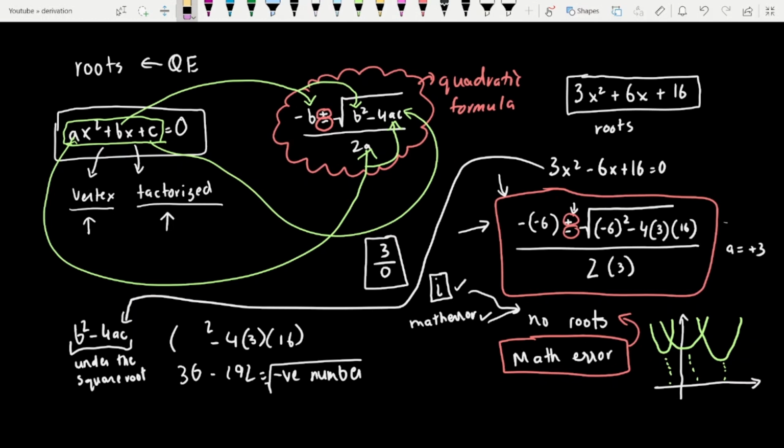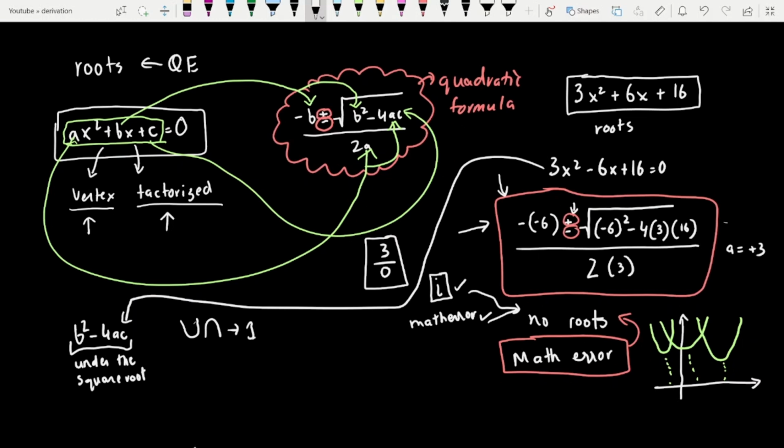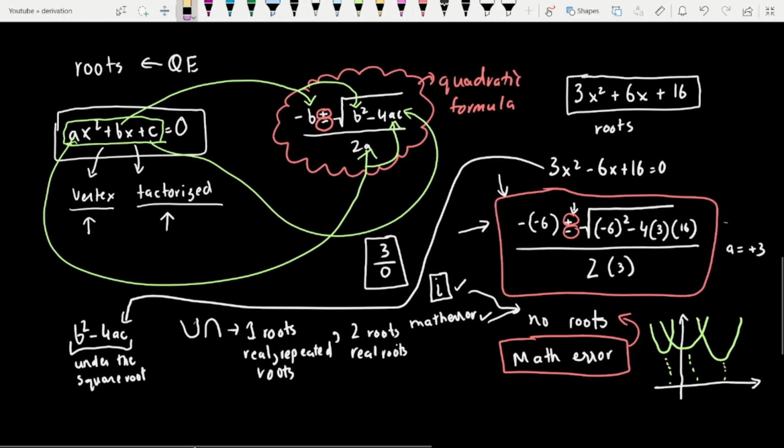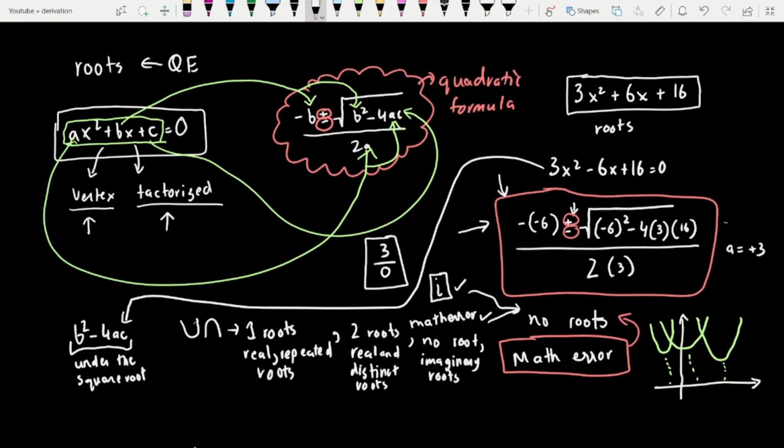So we have three possible cases. Remember, our quadratic equation is going to have a smiley face or a sad face, and we're going to have three possibilities. We're going to have one root, which we also call real and repeated roots. Then we're going to have two roots, which we call real and distinct roots. And then we also have imaginary roots, or no roots.